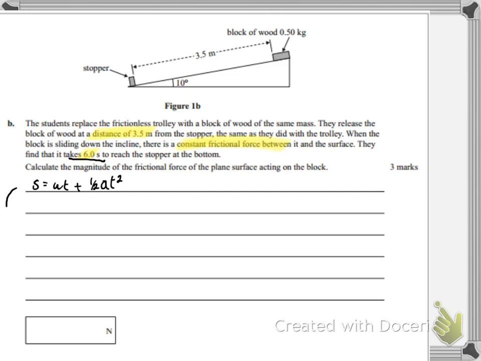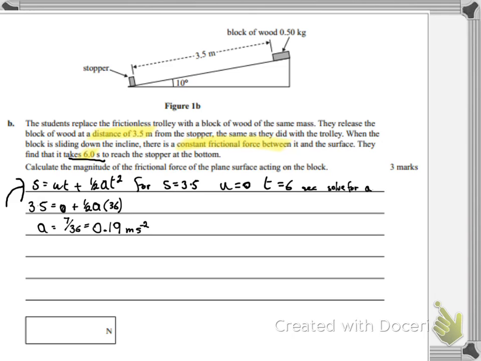So we have to use the constant acceleration formula, for a displacement of 3.5 meters down the plane and a time of 6 seconds it takes to go down the plane. Since it's been released from rest, we've got an initial velocity of 0, so that's important to include. We go ahead and solve for a. So we put all the values in, and we calculate for a, and we get a equals 0.19. That's the acceleration that the block experiences.